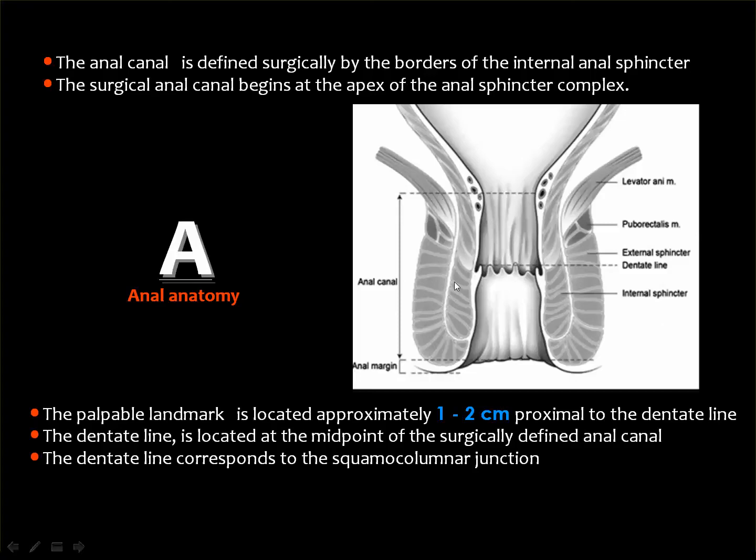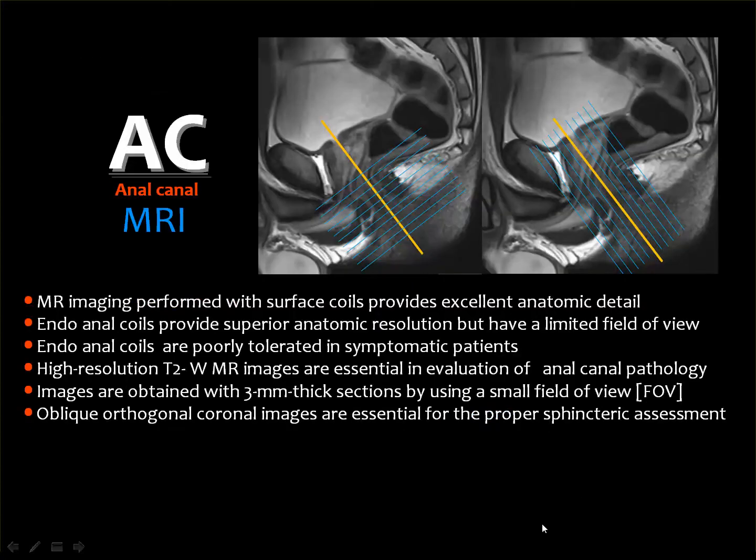Okay, and this is the anal canal, and we have the surgical anal canal and the anatomical anal canal, and the junction between them is the dentate line. Here you can see the internal sphincter, and outside the internal sphincter you can see the external sphincter. The continuation of the external sphincter is the puborectalis muscle, and after that you can see a muscle which diverges to the lateral aspect away from the wall of the rectoanal junction, and this is the levator ani.